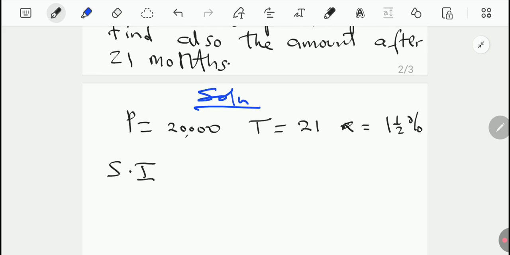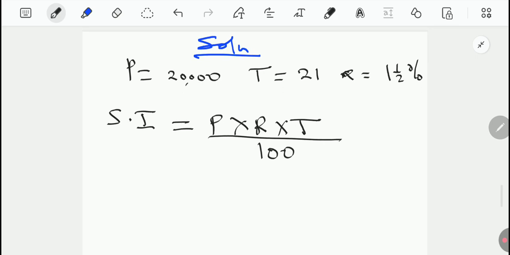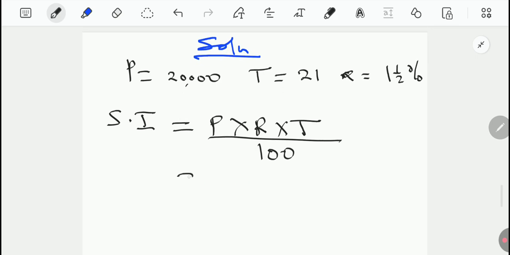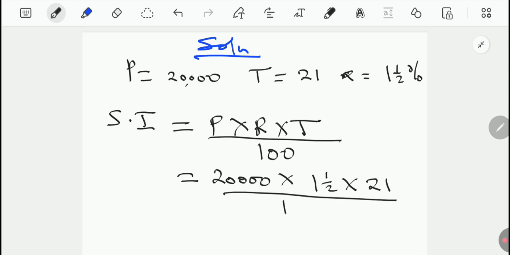And then they want us to get the simple interest. Simple interest is equal to principal times rate times time out of 100, giving us principal, which is 20,000 times the rate, which is 1.5, times 21 out of 100.